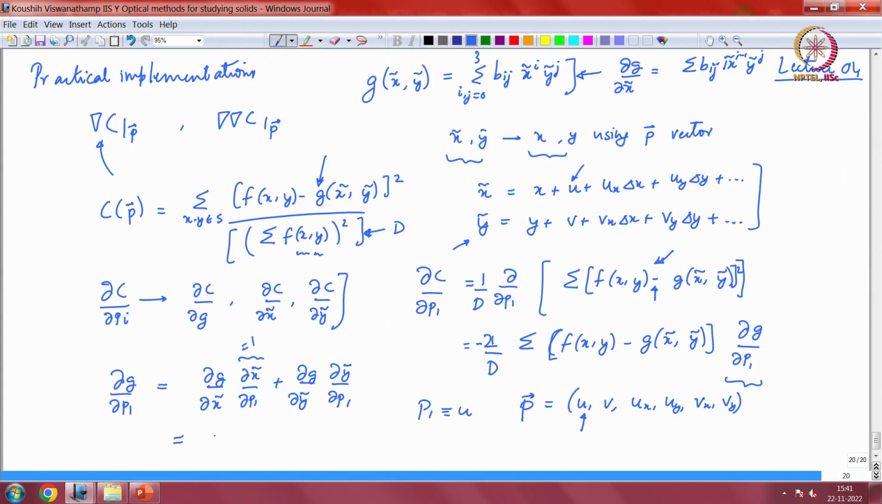So, this entire thing is just sigma b I j x tilde power I minus 1 y tilde to the power j times I, and this is of course summed over 0 to 3 as before, okay. And similarly, dou g by dou p 2 you can use the chain rule and you can get the same type of expression, okay. Dou g by dou p 3, dou g by dou p 4 and so on, and those will come into dou c by dou p 1, dou c by dou p 2 and so on. So, this is how you evaluate the various derivatives that go into the gradient matrix.